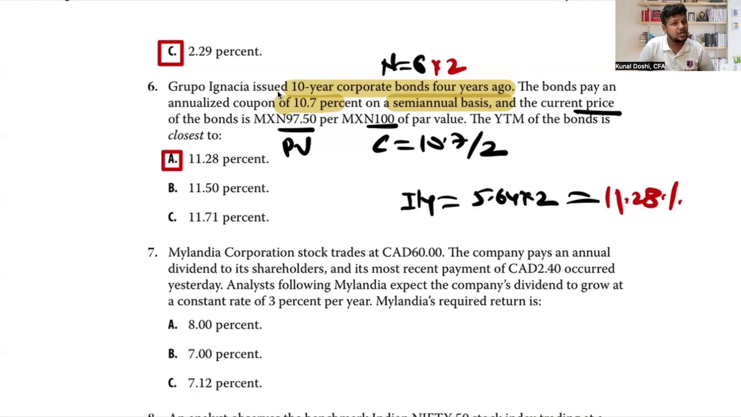I've seen many CFA Institute questions where they put 5.64 as one of the choices here, and students in a hurry click that. Correct? Understood, everyone?